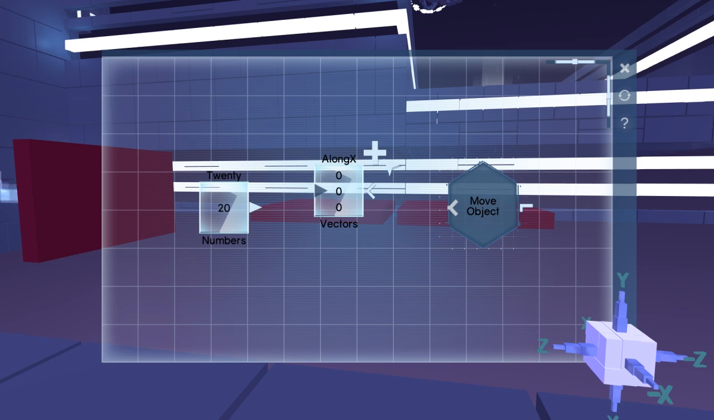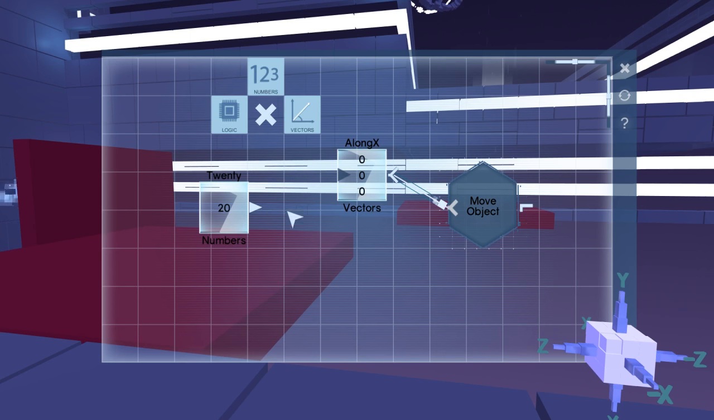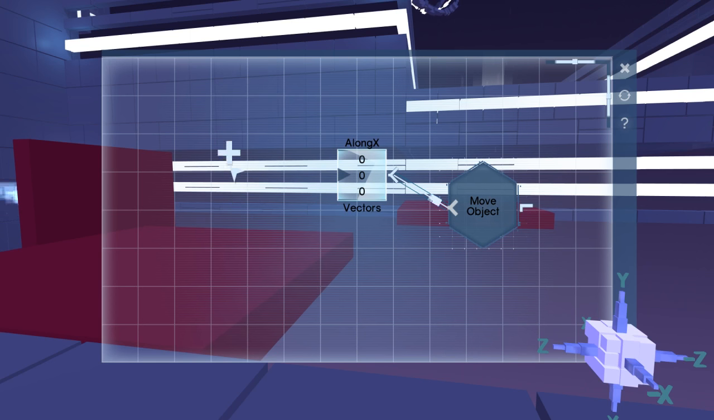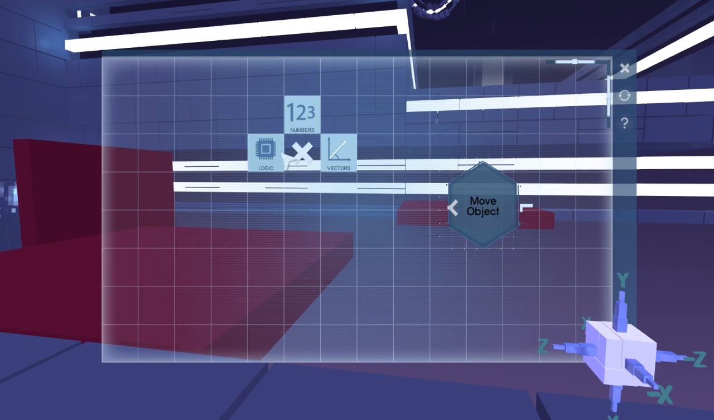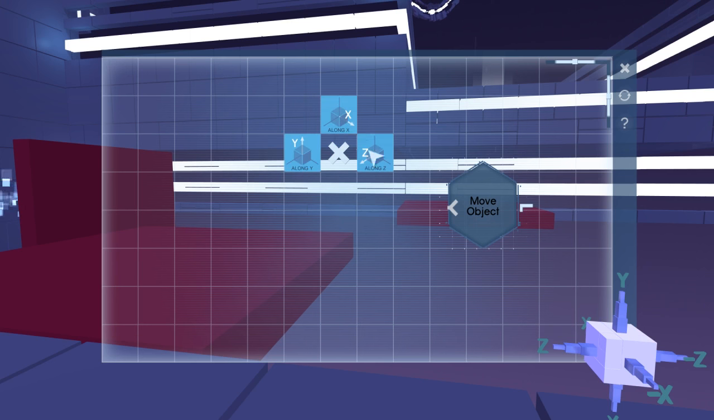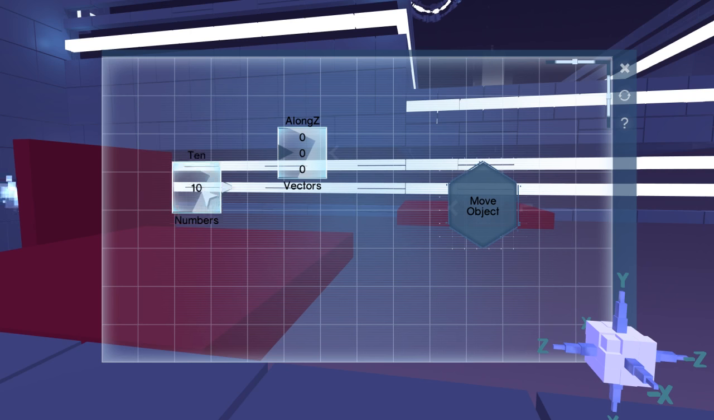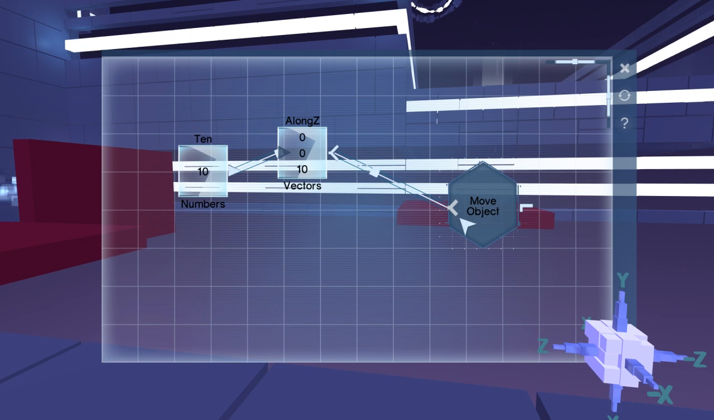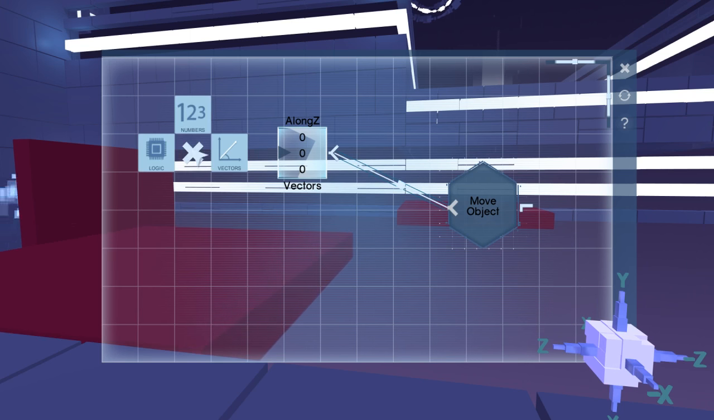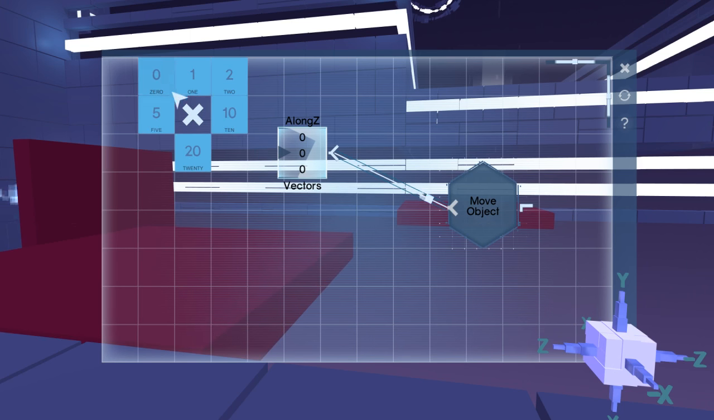Vectors, X. I guess I need negative values. Actually no, it came back already. So I guess we're good already, so now I just need to move it along Z. I just had to delete its previous direction it was going in. So we'll move you over by about 10. Negative Z, my bad. How do I make negative numbers?